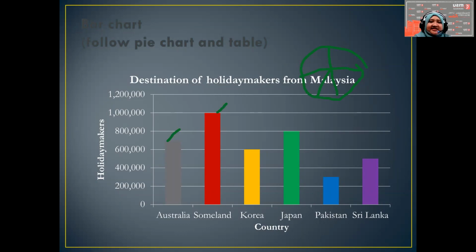If you absolutely dislike a bar graph and you feel that you want a pie chart, go ahead. Either one of the visual representations is good as long as the value is similar. Even in percentage, if you revert that percentage back into actual holiday makers' values, it will still come back to 700,000, 1 million, 600,000, 800,000, 300,000, and 500,000.